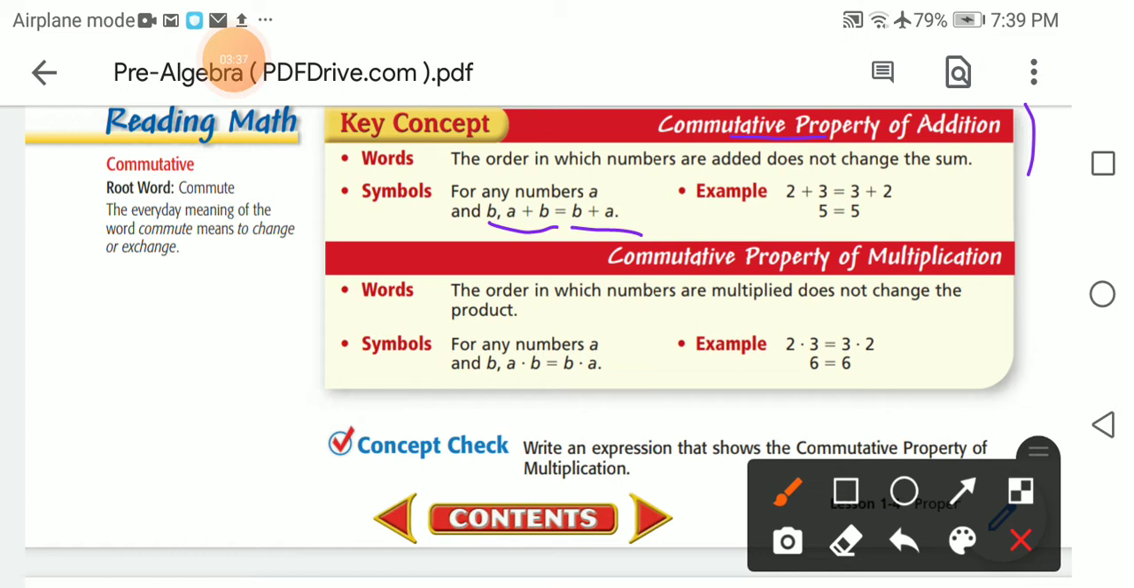Commutative property of multiplication: it's important to know that the order in which numbers are multiplied also doesn't change the product. When I say a times b equals b times a, 2 times 3 is the same as 3 times 2, which gives the same result, 6, right?